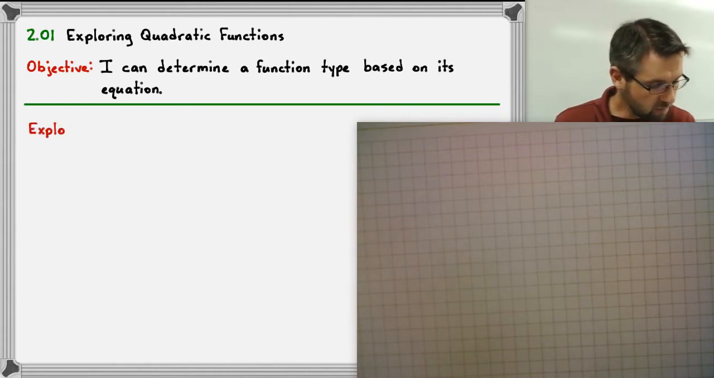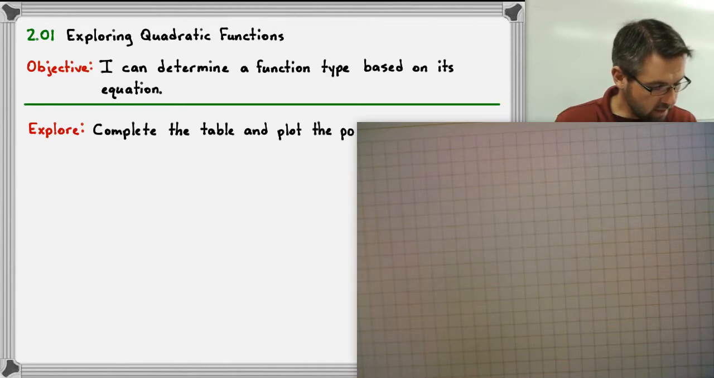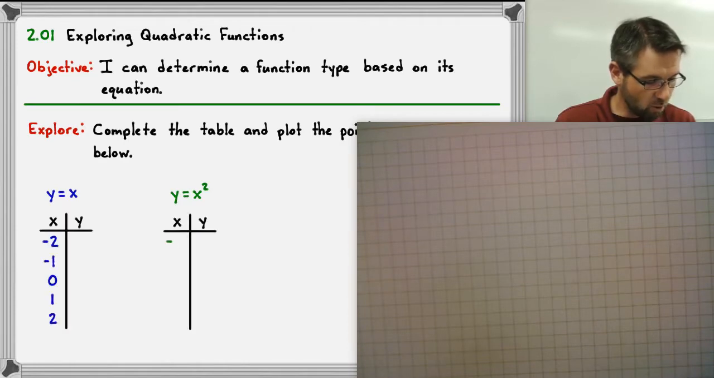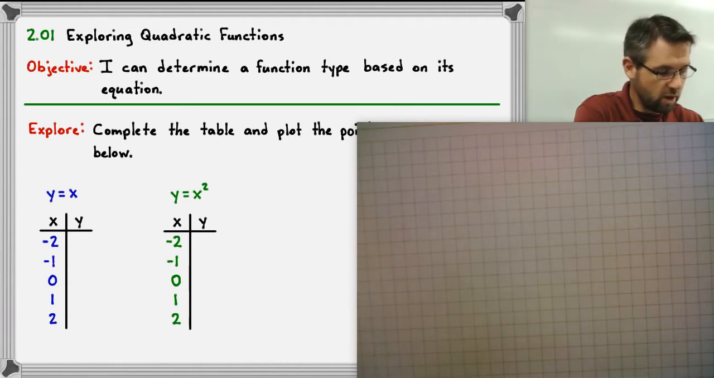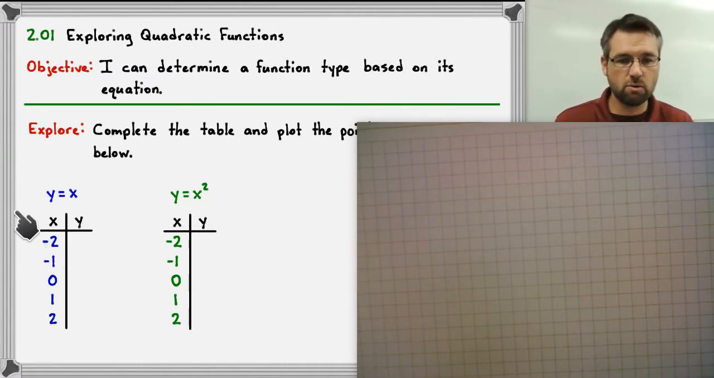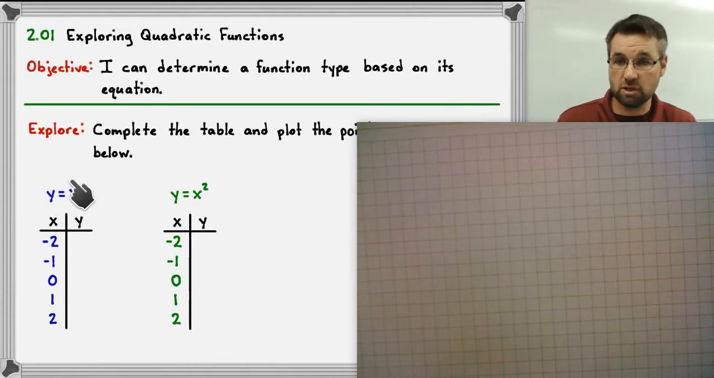Anyways, let's go ahead and take a look at a relationship using tables from the two equations that we see here, y equals x and y equals x squared. Looking at this first one, we've got y equals x. You guys should be able to recognize that as just a line, with a slope of 1 and a y-intercept of 0.